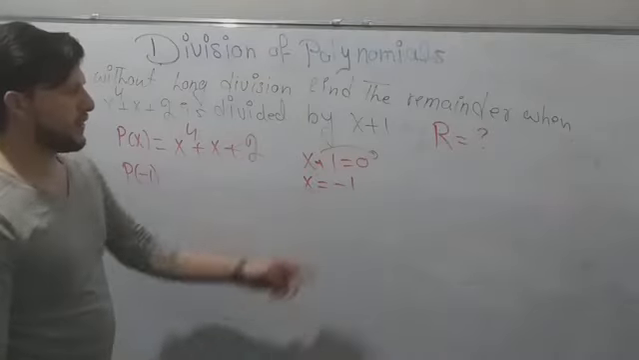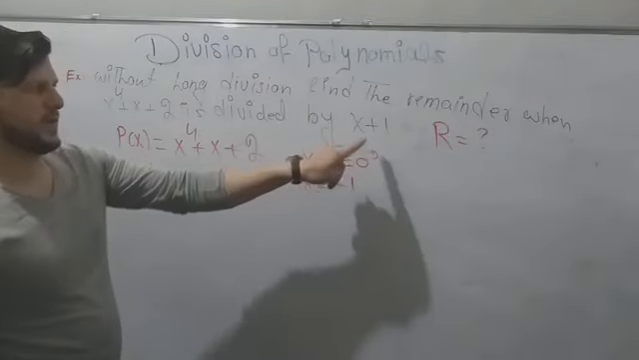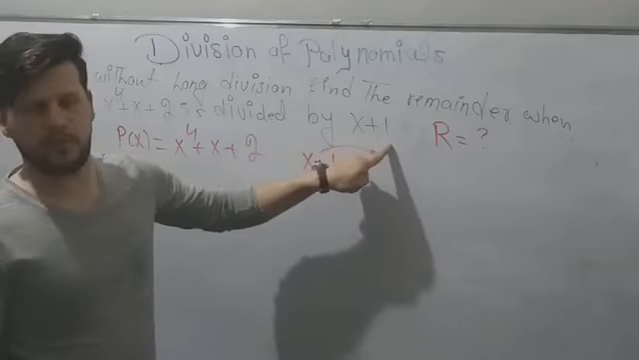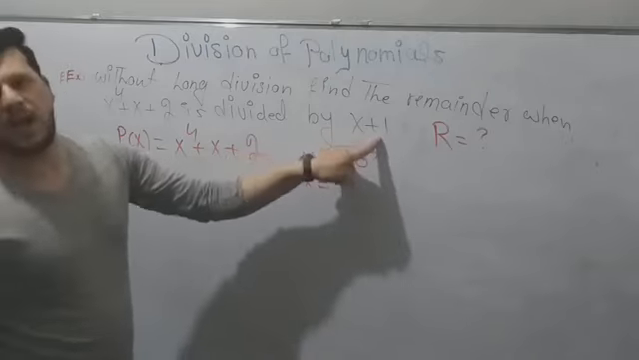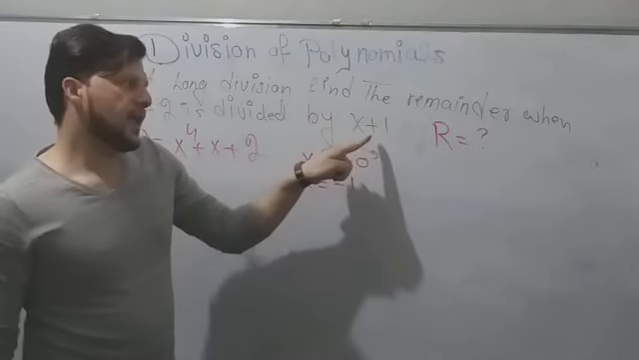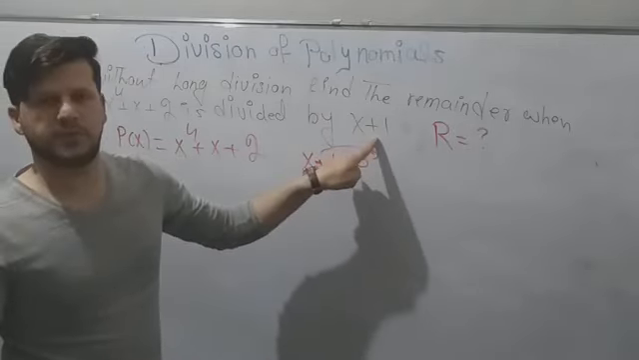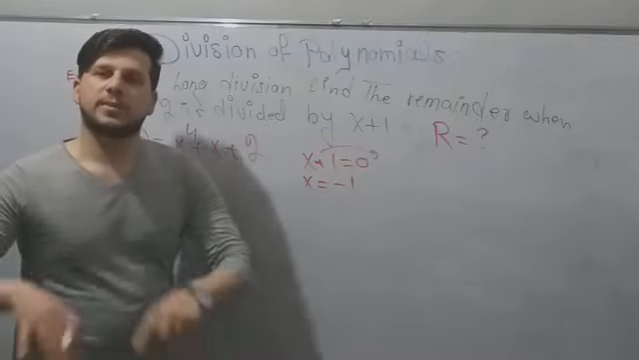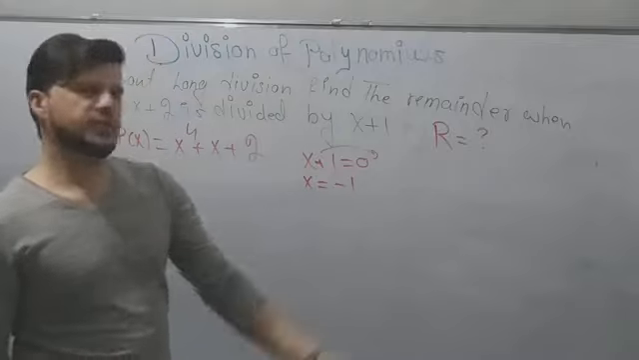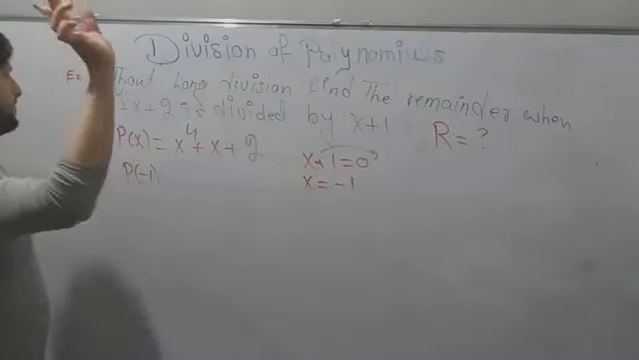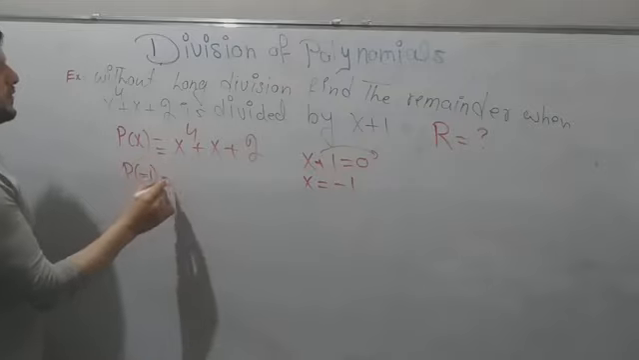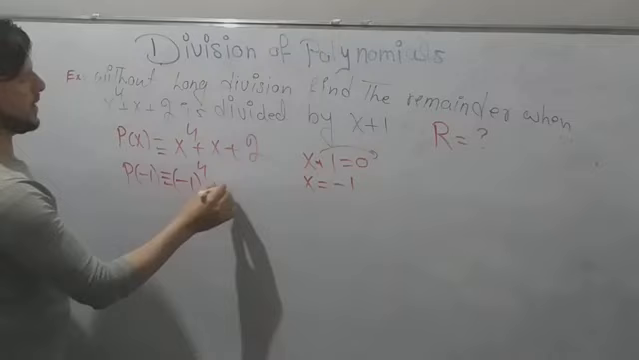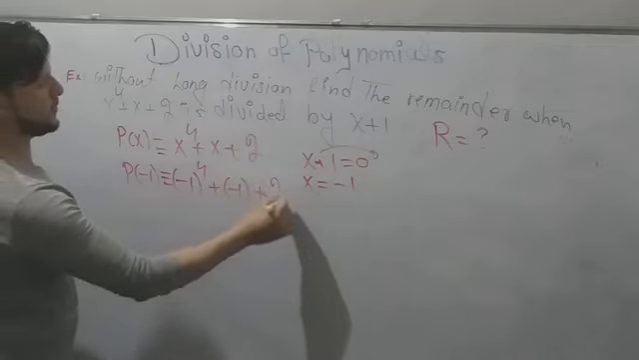And in every case you have to change the sign. It means if there is x minus 1, you have to put positive 1 instead of x. If it is x plus 1, you have to put negative 1. If it is x plus 2, put negative 2. If it is x minus 3, put positive 3, etc. So it will be equal to negative 1 to the power of 4 plus negative 1 plus 2.